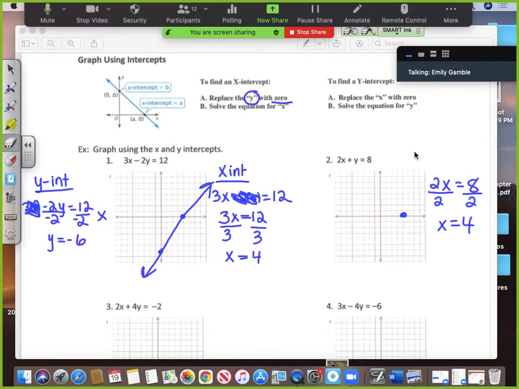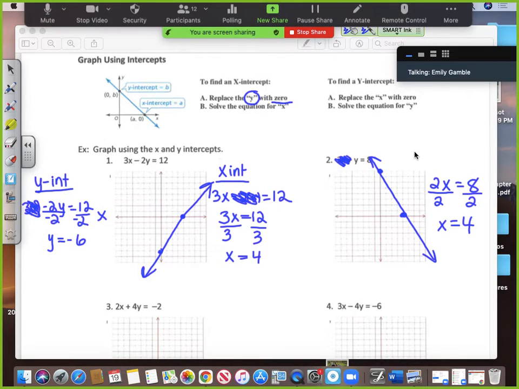Then, to find the y-intercept, we do the opposite. We make x turn to 0. And this one, we actually don't have to solve at all. It just tells us automatically that the y-intercept is 8. So we go up to 8. 1, 2, 3, 4, 5, 6, 7, 8. It just fits. We make a point, and then we draw our line by connecting those 2 points all the way through the graph.